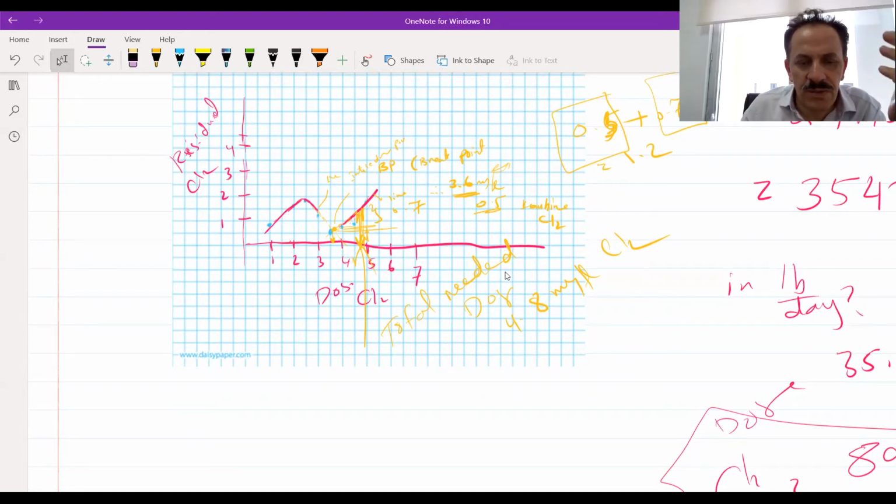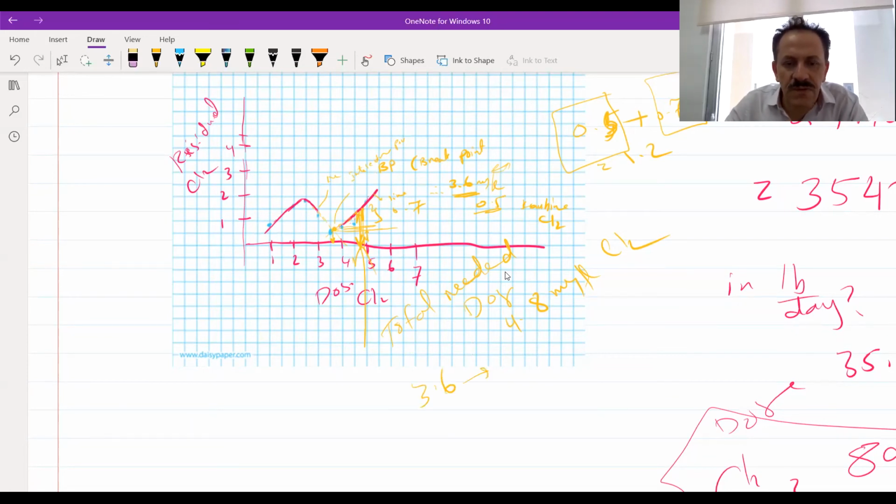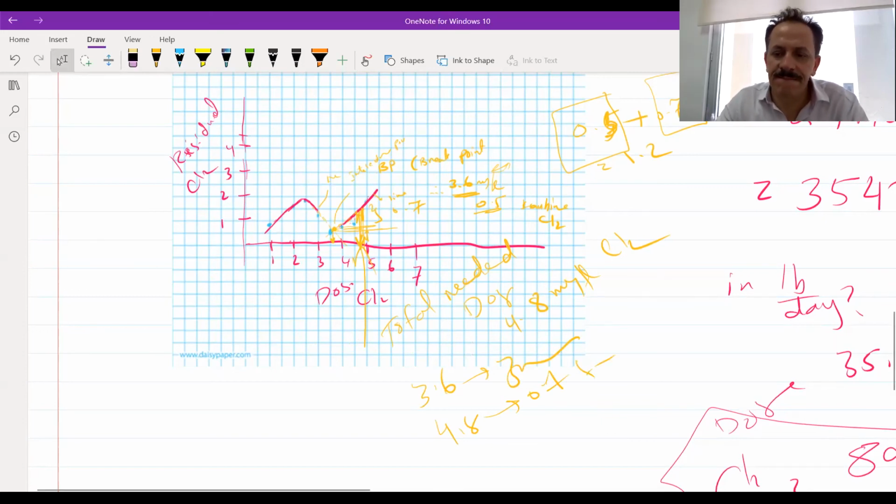And how much more chlorine will it be? You have to find this from the curve. Beyond the break-even point, you have to look after that dosage. So 3.6 will give you 0 free available chlorine. 4.8 will give you 0.7 free available chlorine. Is it clear? Yes, sir.